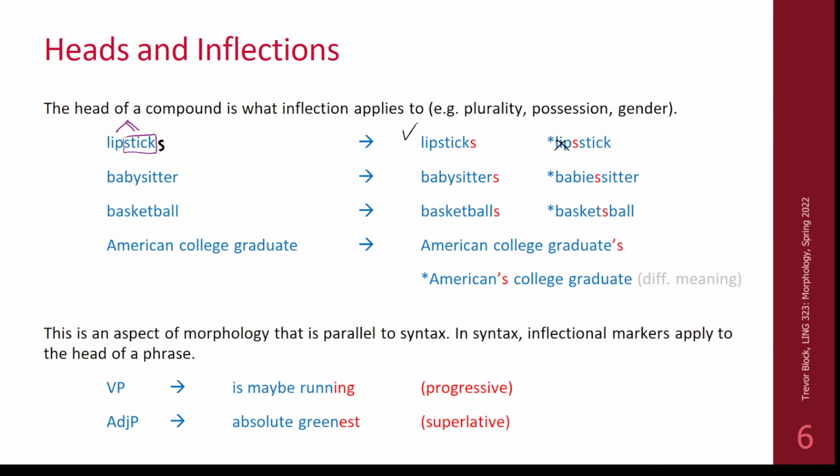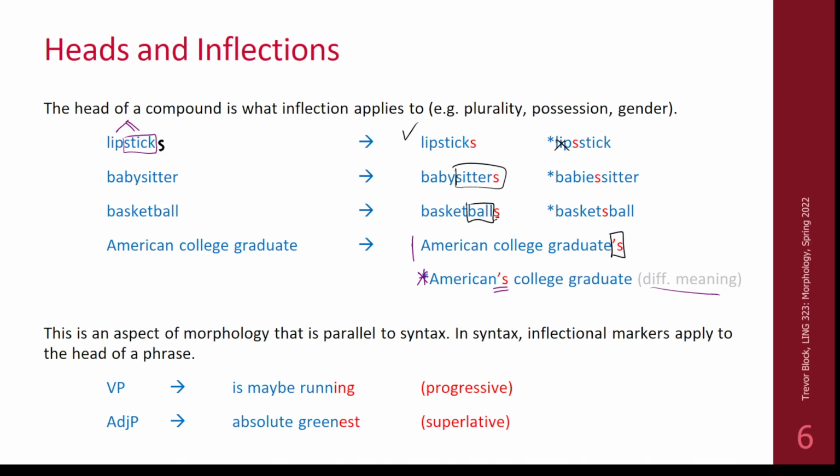So same thing with babysitters. It's a type of sitter. Basketballs, it's a type of ball, so the S goes there. And if we have these compound words that have multiple parts, then if we want to get the meaning of American college graduates, so something belonging to an American college graduate, we have to attach the inflection at the end. So this meaning, American's college graduate, is different. So we say that it's syntactically bad under the interpretation. So under this interpretation, this is not an okay thing to say, American's college graduate.